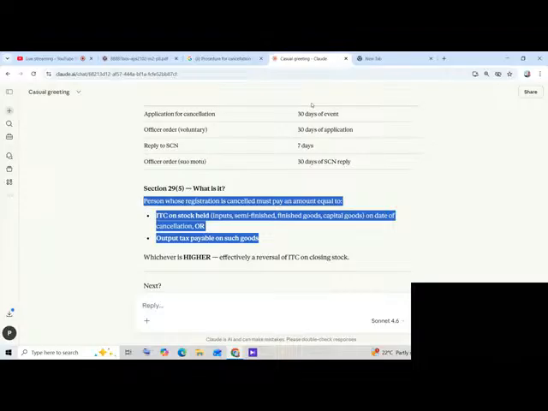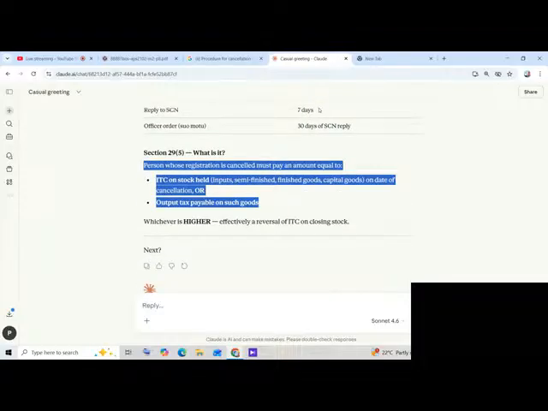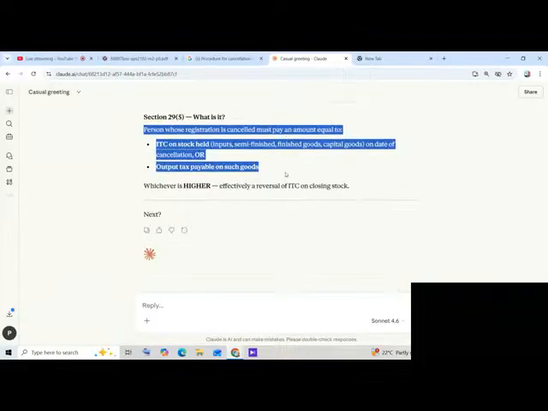He shall pay an amount equal to ITC on stock sold or output tax payable on such goods, whichever is higher. Amount payable on cancellation of registration, Sections 29.5 and 29.6.